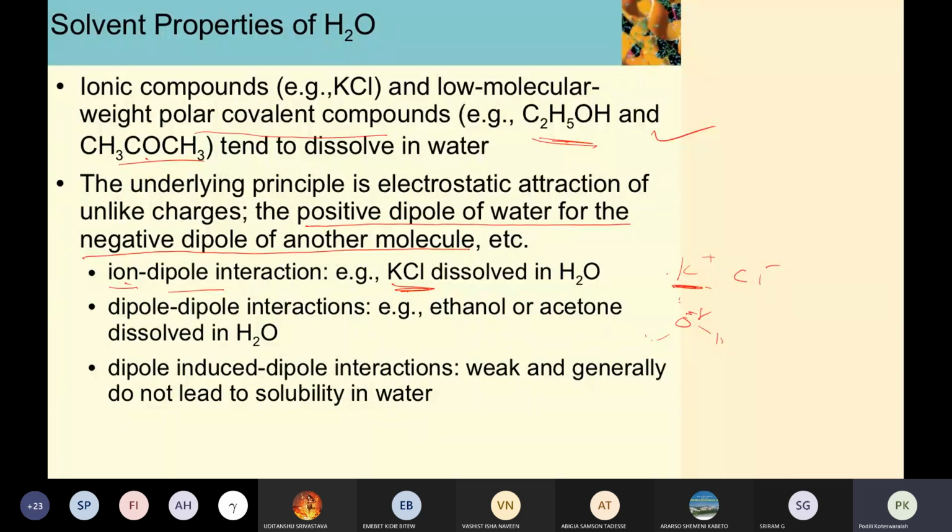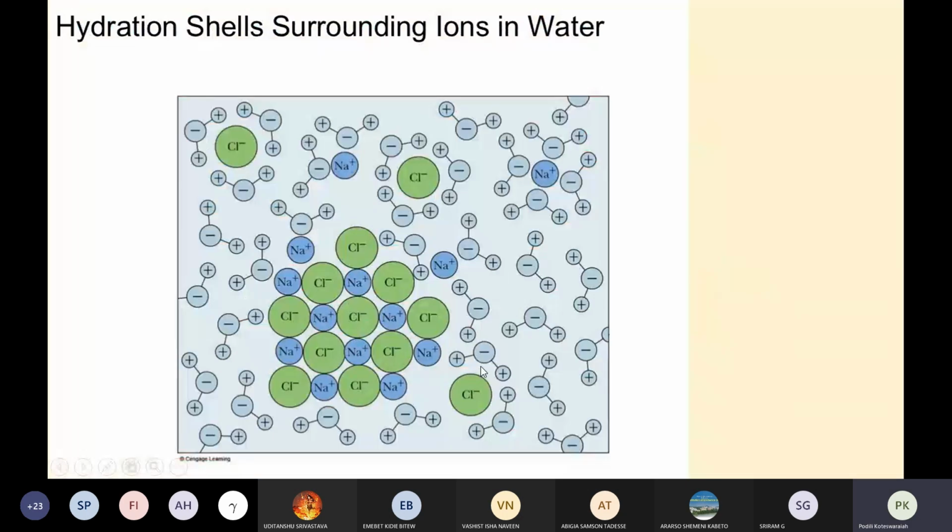So ion dipole interaction is present. In case of other polar organic molecules like ethanol or acetone, they also dissolve in water because a dipole interaction is present between the ethanol or acetone and water. And so that's why they dissolve in water.